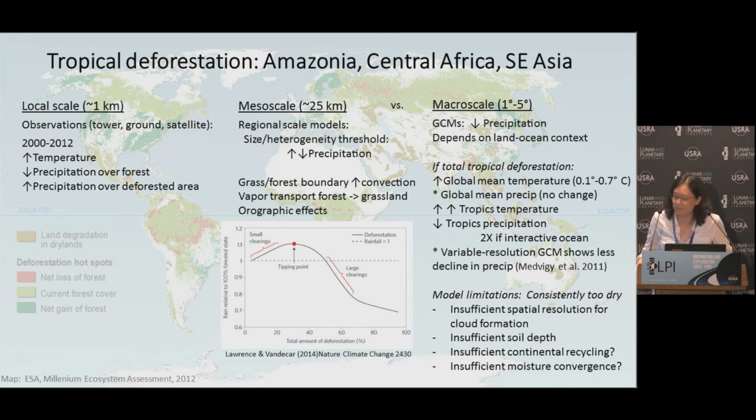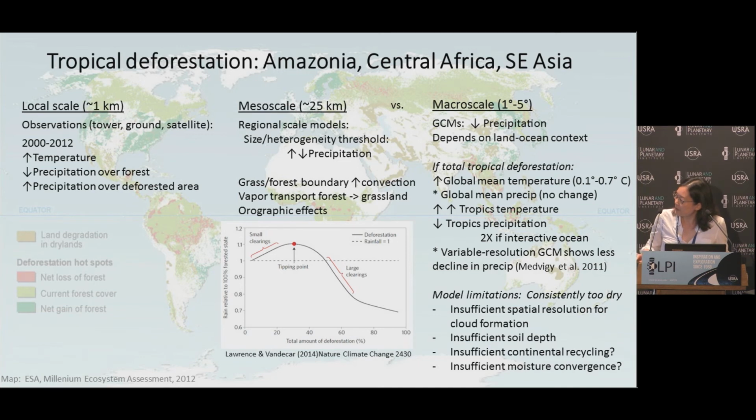All the models right now also have insufficient soil depth in the tropics. This is fixable, and we're trying to fix it in the GCM. So this could be causing insufficient continental recycling and insufficient moisture convergence, and in general, that's why we have low precipitation over the tropics.